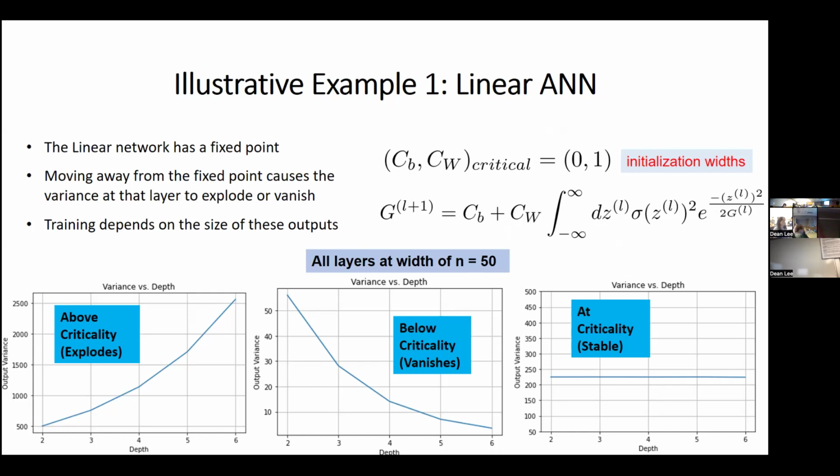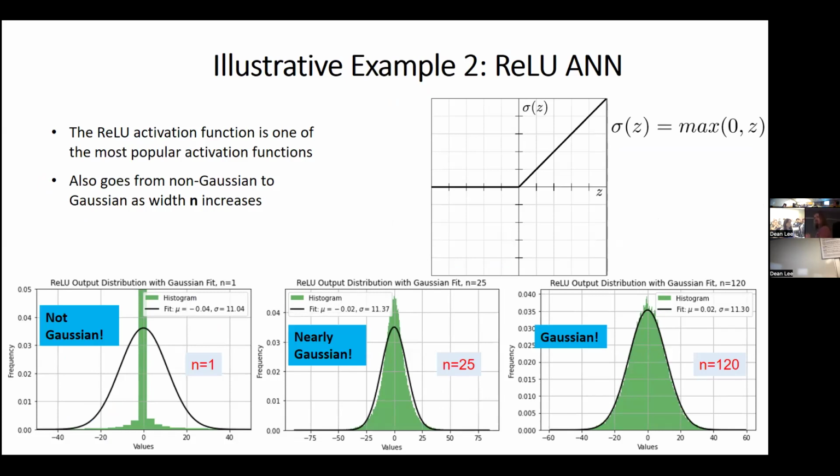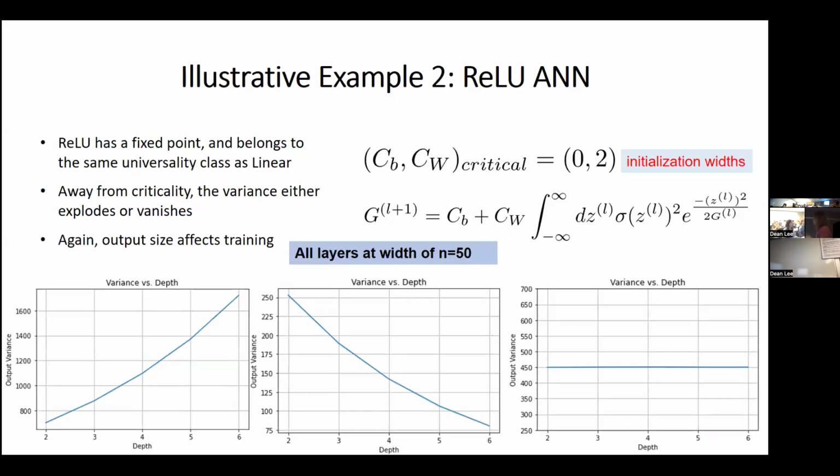This is the long bit, but the exciting thing is that we get stable outputs, and that means stable training, which is great. Now we're going to do a ReLU, because the thing about the ReLU that's exciting is that it has the same type of non-Gaussian to Gaussian behavior as I increase the width and keep it at that same depth. It also has a fixed point, which is very, very exciting. And it belongs to the same universality class as the linear activation function. So again, if I'm above this critical initialization, it's going to explode. If I'm below, it'll vanish.